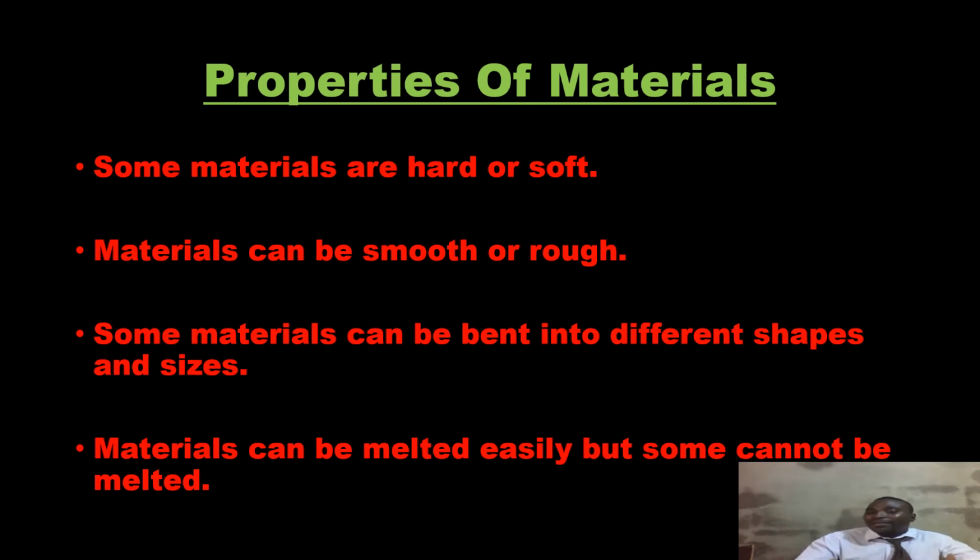Also, some materials can be bent into different shapes and sizes, like plastics. Also, materials can be melted easily, but some cannot be what? Melted easily. So the materials that you yourself have collected, just observe them and check if you can see these properties in some of these materials. Now, based on these properties, these materials are used to make various and different kinds of what? Objects.